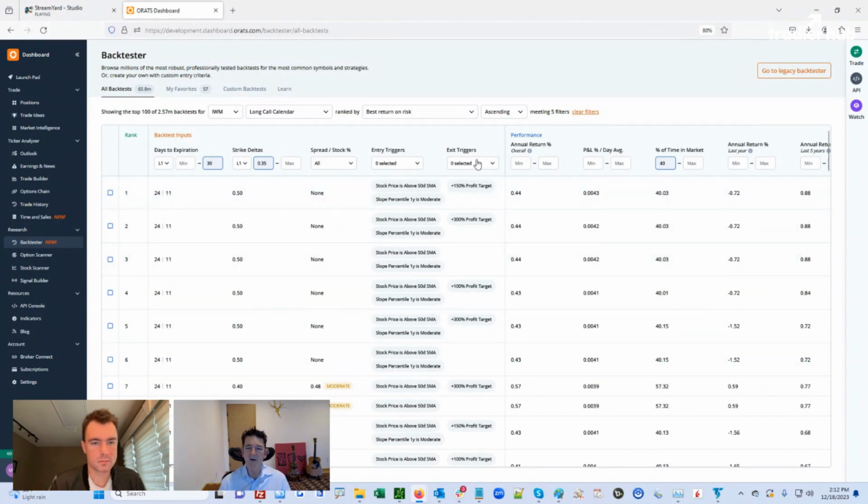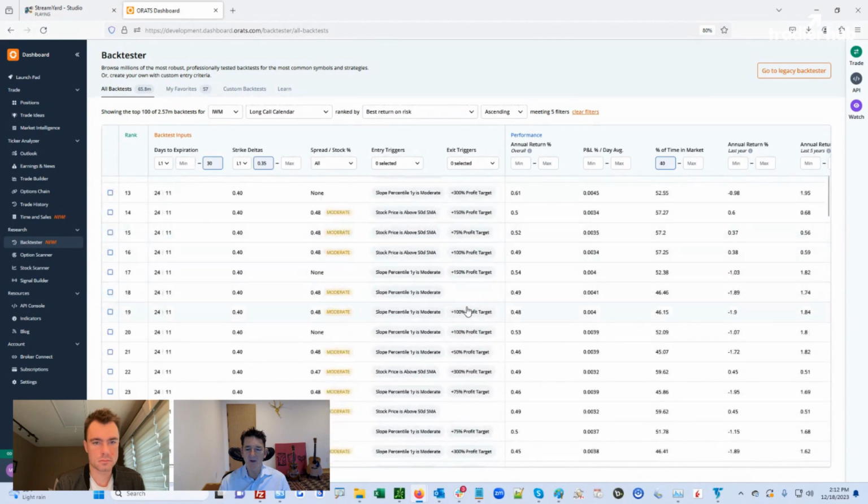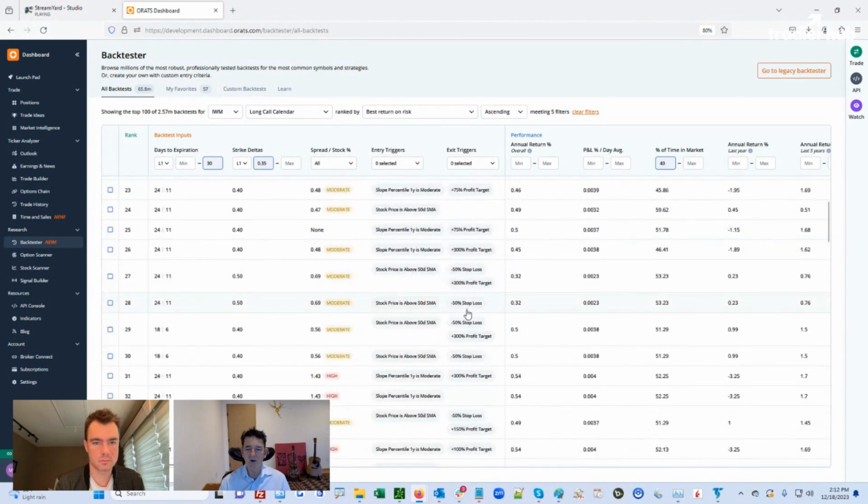And now, to answer your question, here are the exit triggers. So we test all these exit triggers, using a stop loss, using a profit target, or both. And Tyler, as you can tell, these all have kind of a large profit target. So 300, 100, 75 is the lowest on these. So those are all the best ones.